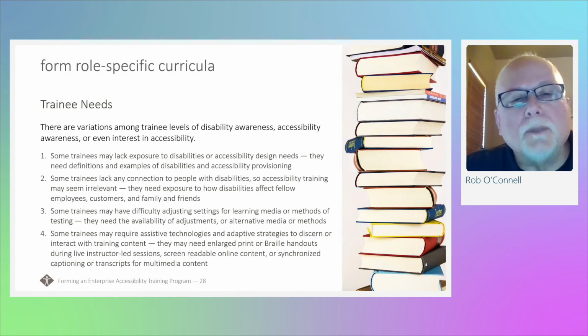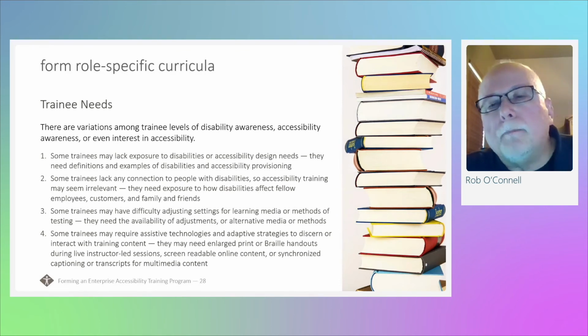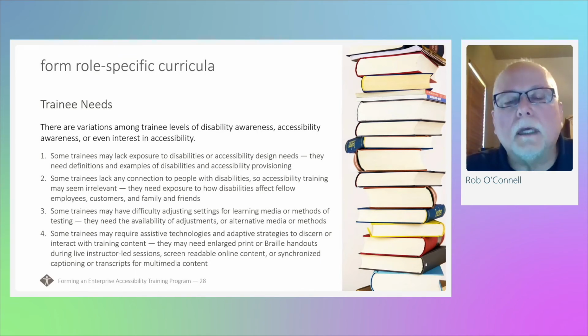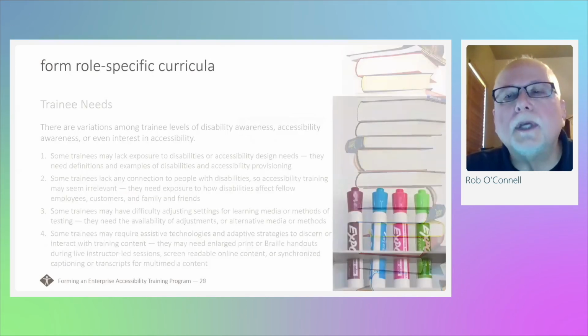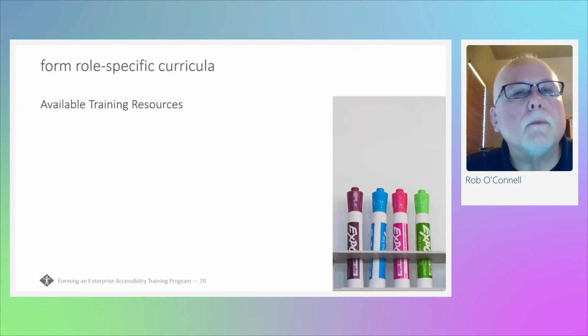And then some trainees may require assistive technologies and adaptive strategies. Many of them already have these within their workspace, but owing to the fact that many of us at USAA have now been working from home for the last year because of COVID, we may need those specialized tools and provisions in our home space as well. So just being aware of those specialized needs and articulating them in your curriculum is very important.